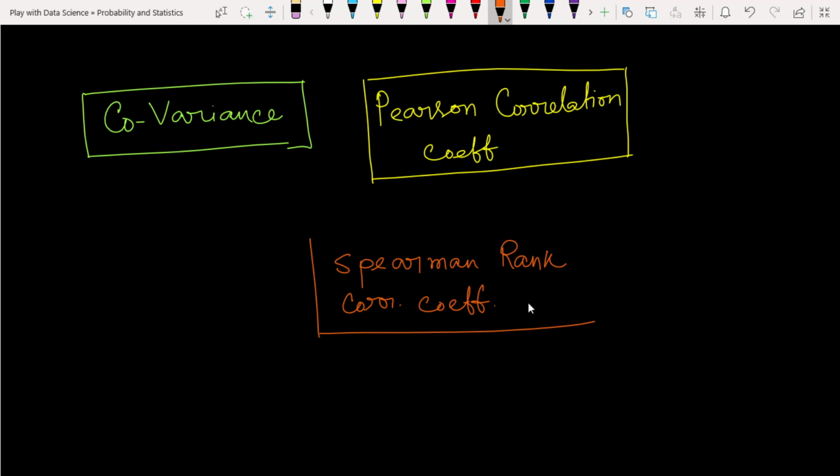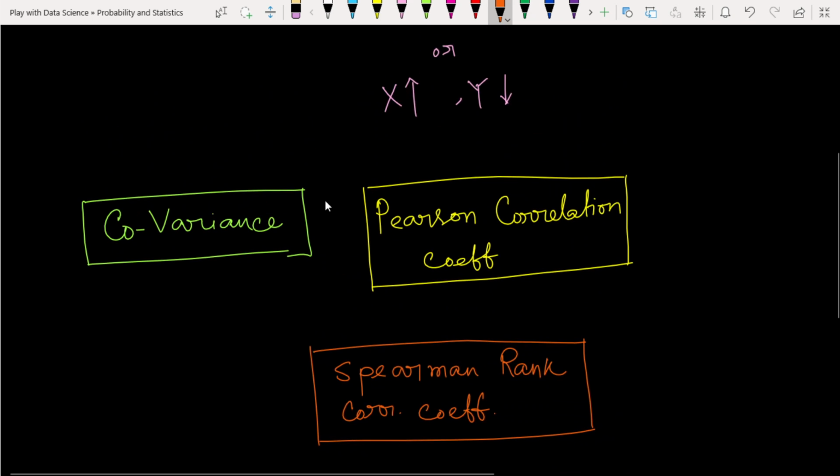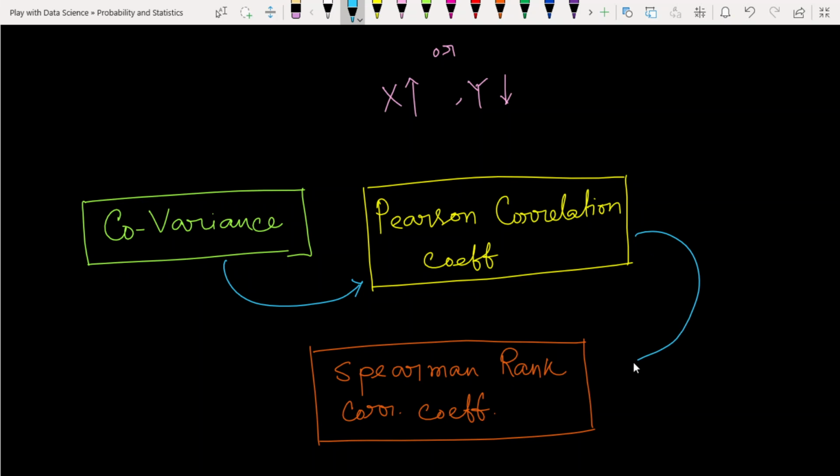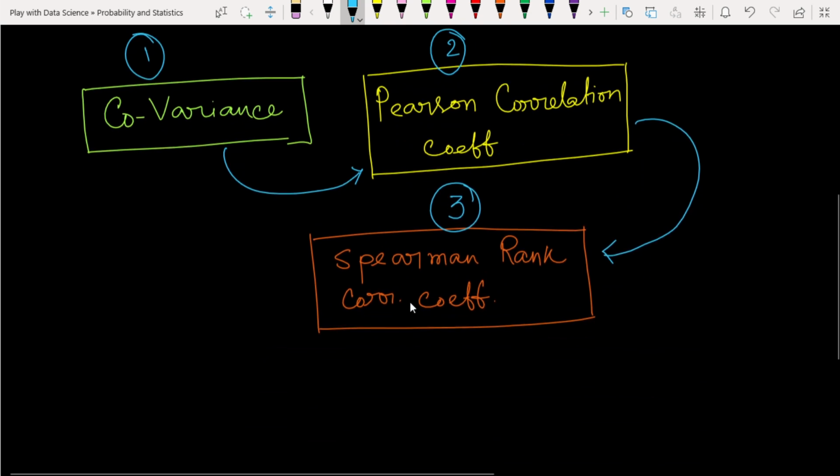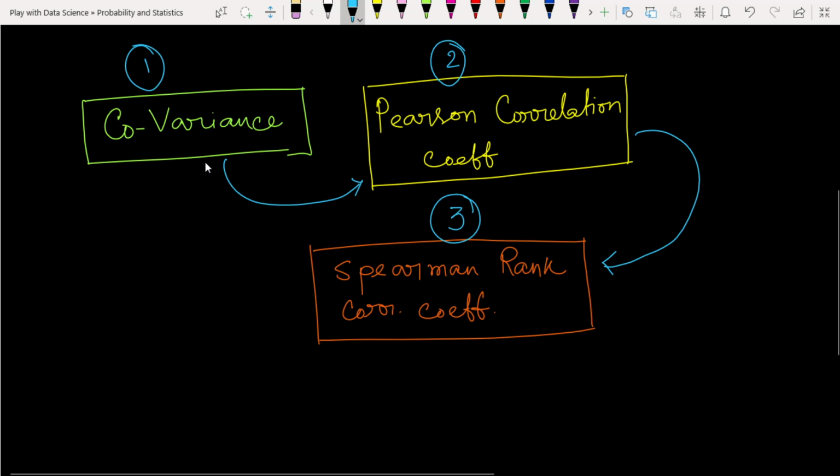We will discuss each theorem in detail step by step. First we will discuss the covariance. Then in the next lecture we will discuss the Pearson coefficient, and then we will discuss the Spearman correlation coefficient. Now let's see what the actual covariance concept is, not only from a mathematical point of view, but also from a geometrical point of view.